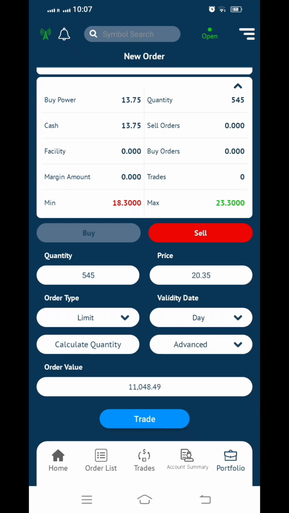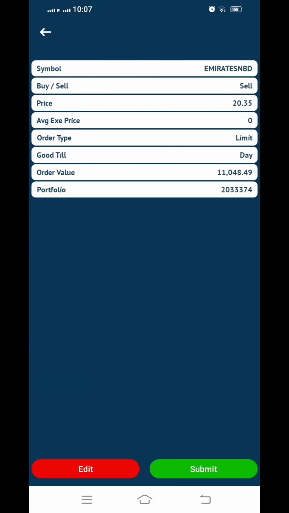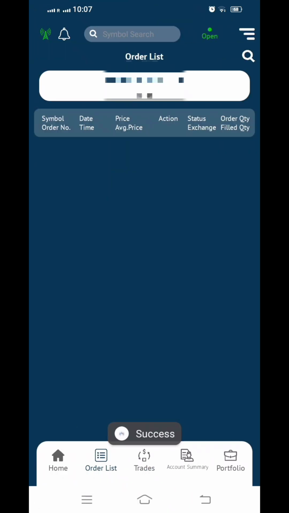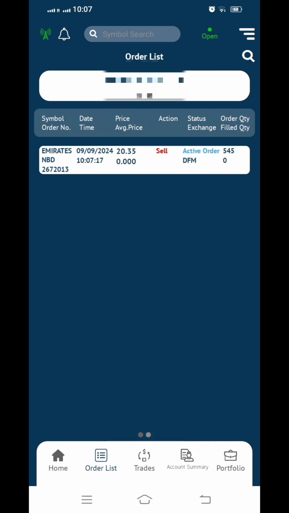Once everything has been checked and I click trade, it shows the sell order. The order value is 11,048 and the portfolio number is given there. You can cross-check the symbol and all those things and click submit. Once submitted, it will show an active order for the respective date. This is a sell order, not a buy order. Once a buyer is available in the market, it will automatically sell.